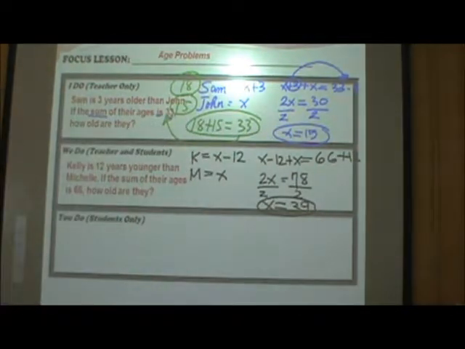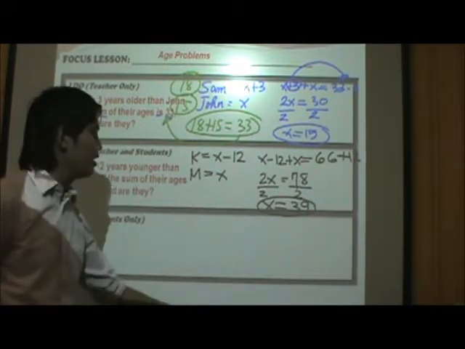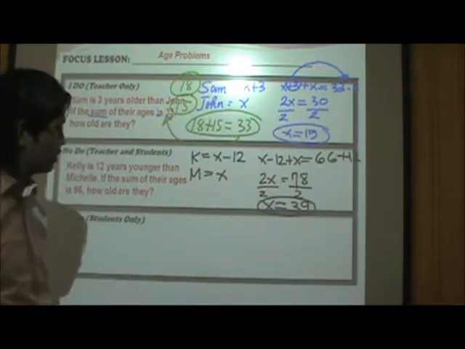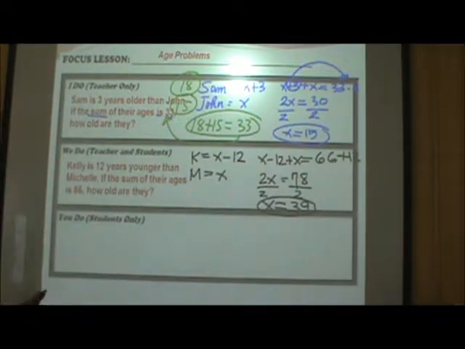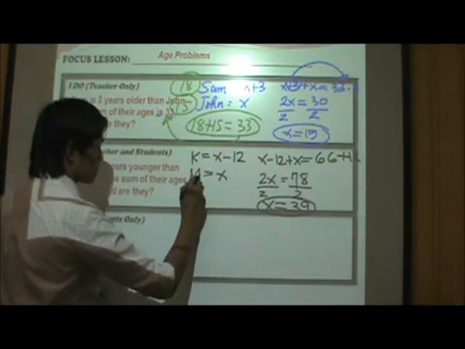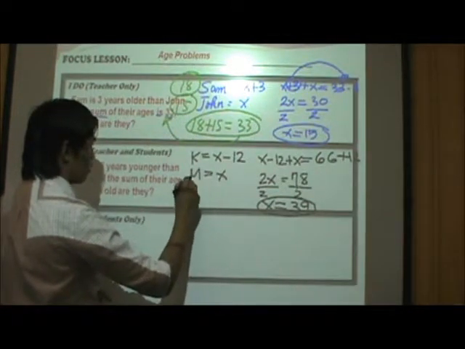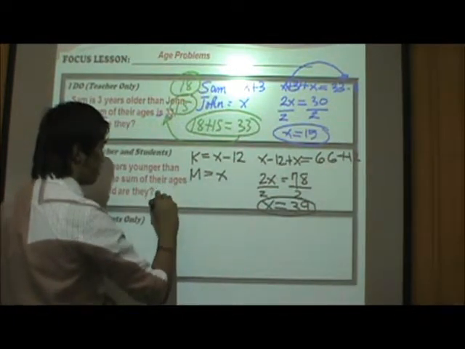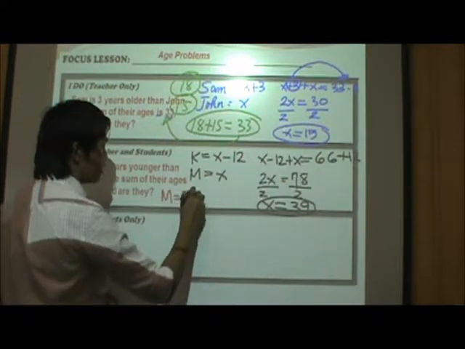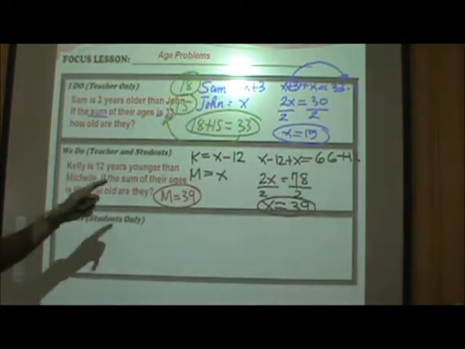There you go. Now, let's go back to the question. How old are they? Now that we solved for X equals 39, who gets 39 years old? Who is 39 years old from the problem? Here we go. So X equals 39. Michelle is X. So that means Michelle is 39 years old. Okay. Now, how about Kelly?